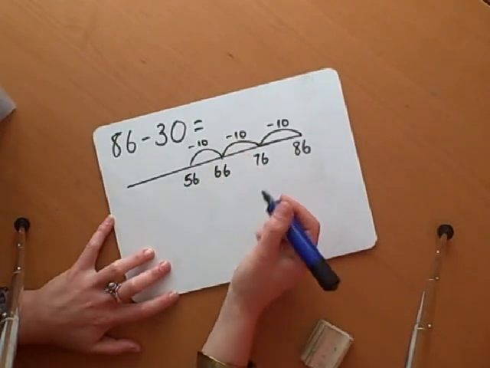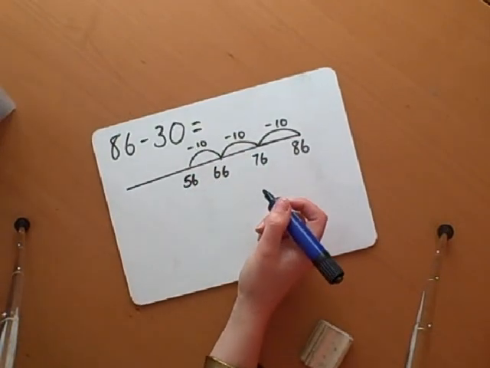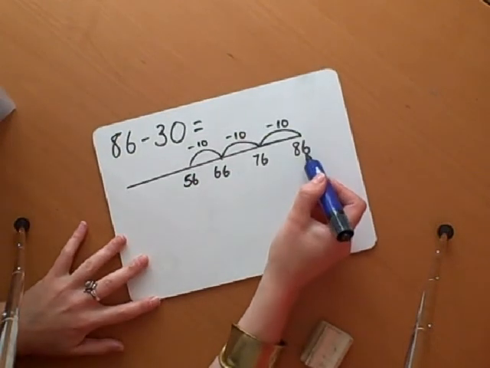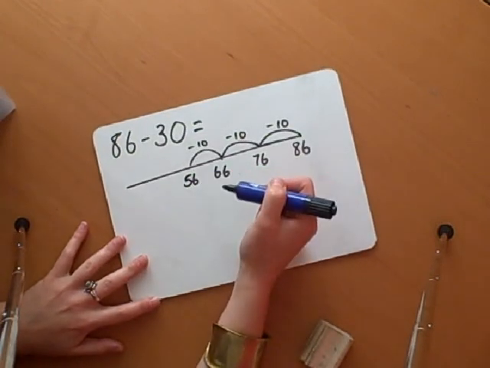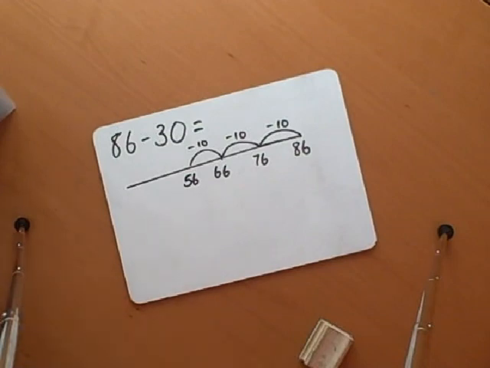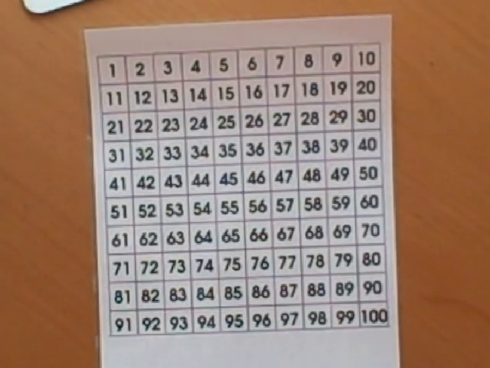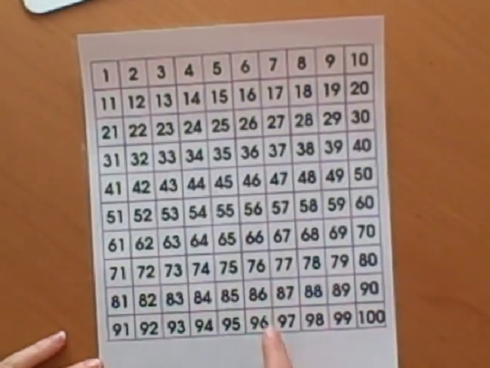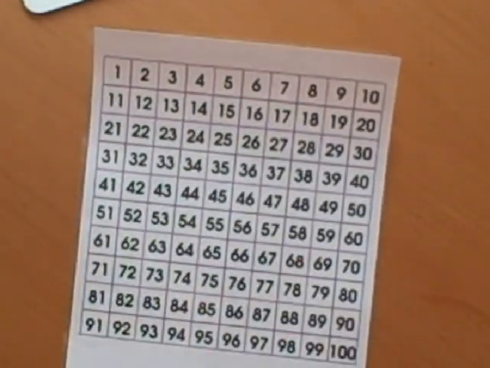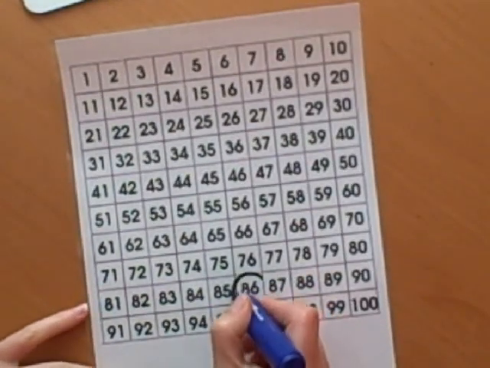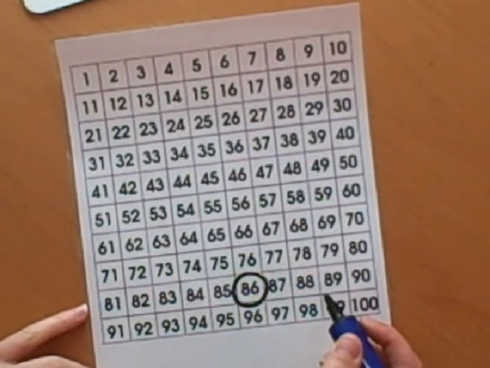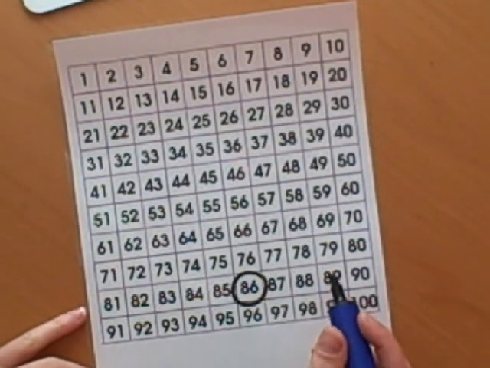It's worth pointing out to the children that the units stay the same. A good way of doing this is using a 100 square. If we're counting back 3 tens from 86, obviously a really easy way of doing this is when the children use a 100 square. We use 100 squares quite often in the classroom, so it'd be really easy to download from the internet or obviously just make your own.